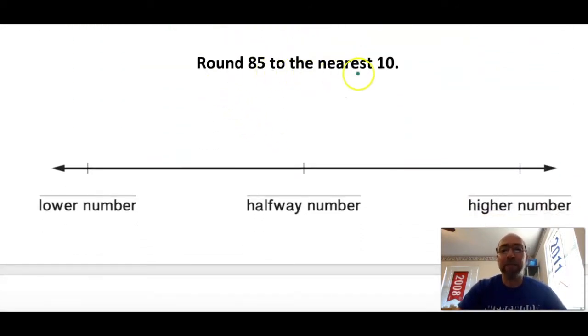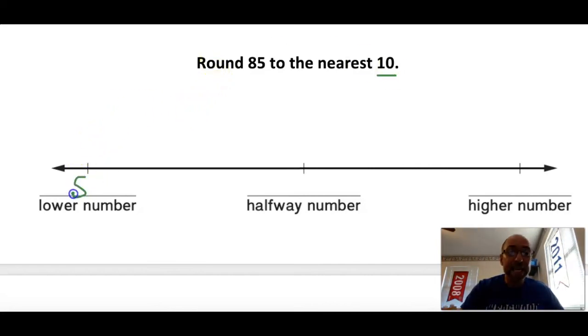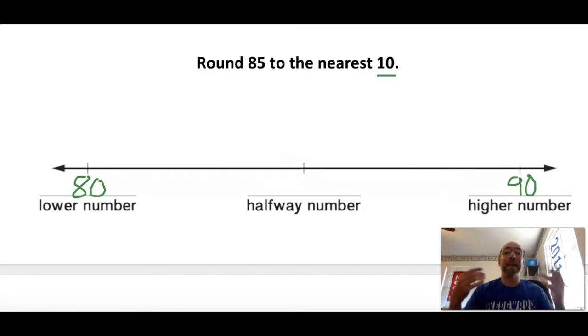Round 85 to the nearest 10. Again, I need to think, what two multiples of 10 does 85 fall between? 10, 20, 30, 40, 50, 60, 70, 80, 90. Well, 85 comes between 80 and 90. What number comes exactly in the middle of 80 and 90? Well, that number is 85.